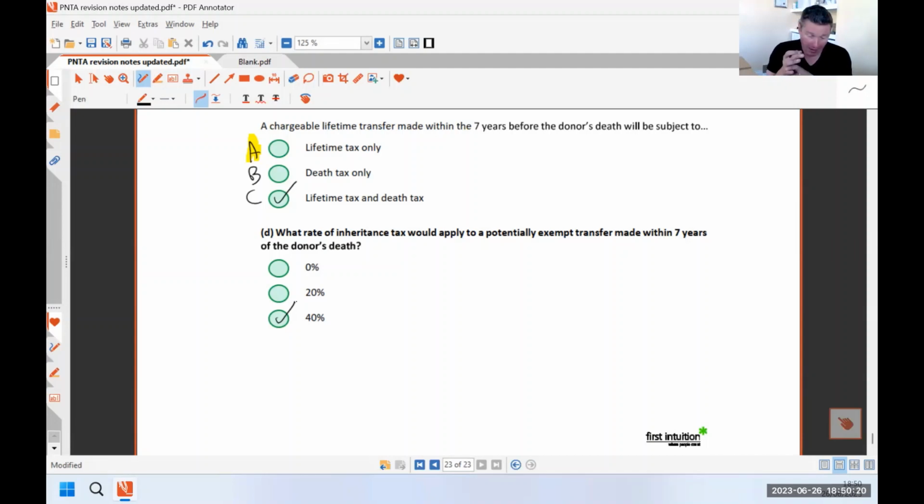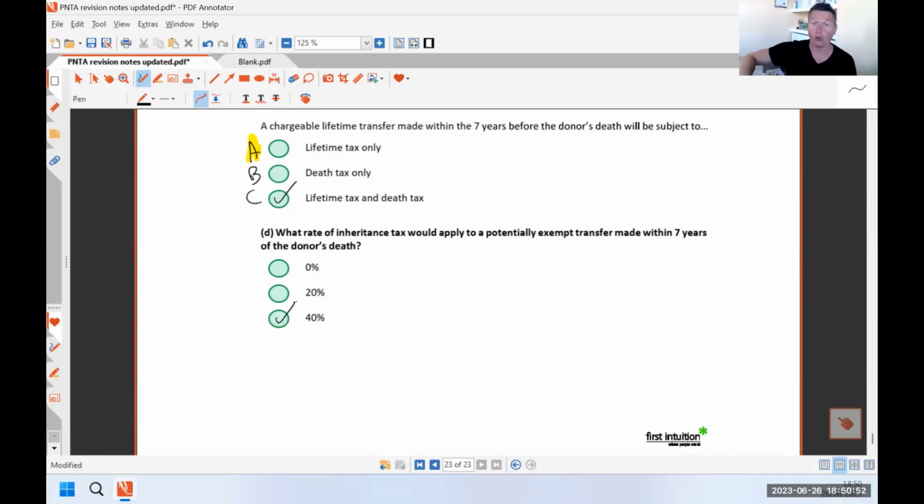So you may have a pet that's made within 7 years of the donor's death, and actually it is taxed at 0%. Why would that be? I think you're both on the right lines, but what's it called? I think you know it. That's right, nil rate band.